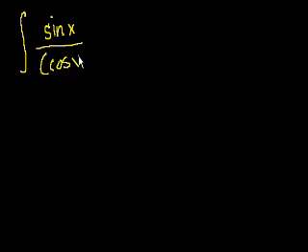Evan from Norway has asked me to do another U substitution problem, and I like these because it gets my momentum going for doing other things that maybe take a little bit more preparation. And the problem he sent me, and I hope I pronounced his name right, was the indefinite integral of sine of x over the cosine of x squared dx.